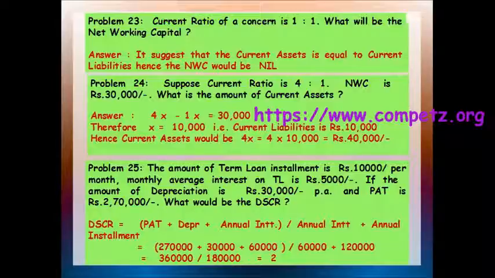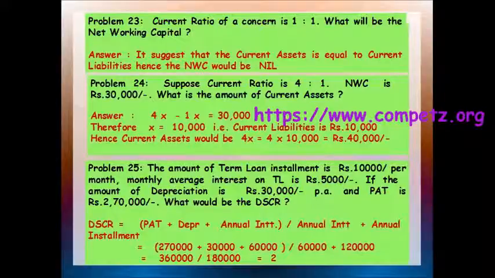Friends, to calculate debt service coverage ratio, here is the formula. Profit after tax plus depreciation plus annual installment, divided by your annual interest plus your annual installment. Okay, so we will just see here profit after tax. What is your profit after tax, friends? It's 2,70,000. Here it is given, 2,70,000 plus your depreciation. Depreciation per annum is 30,000 plus your annual interest.